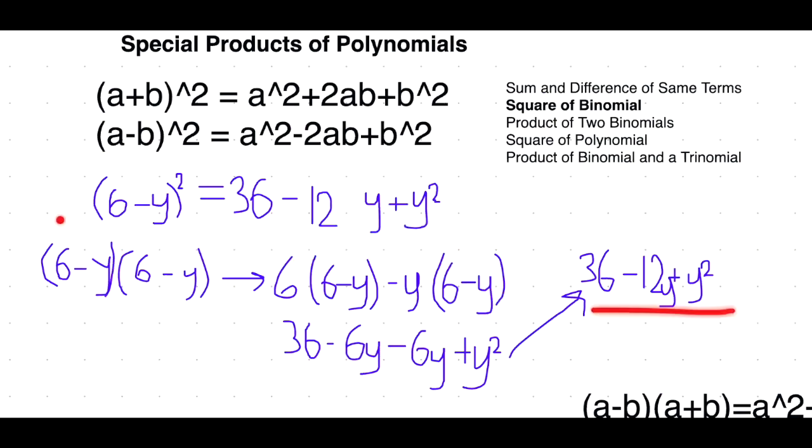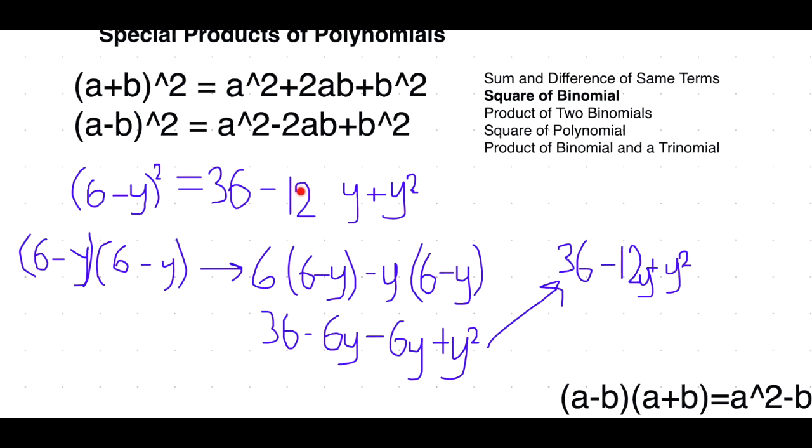Also, I know that the y is a bit further apart. I'll just move that closer, so it's a bit easier to understand. But yeah, this is equal to this, thus the special product is correct. So that's for the square of a binomial.